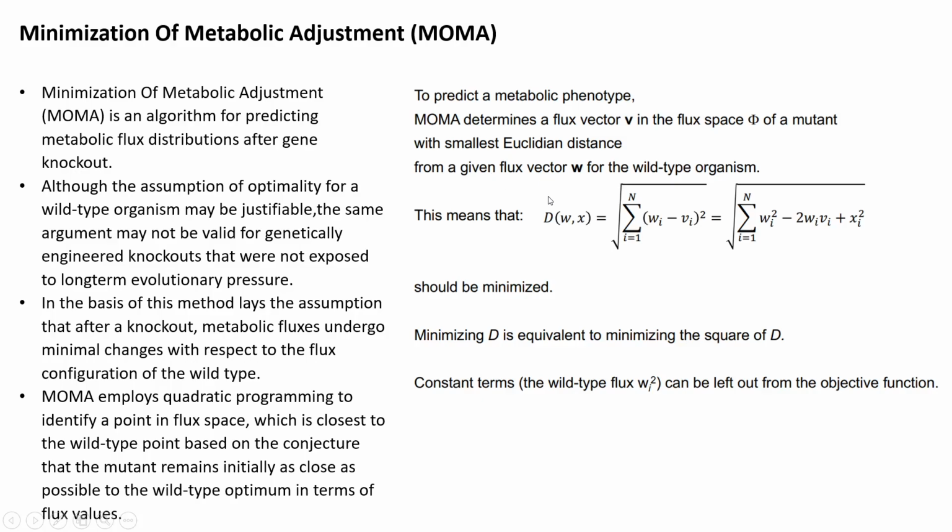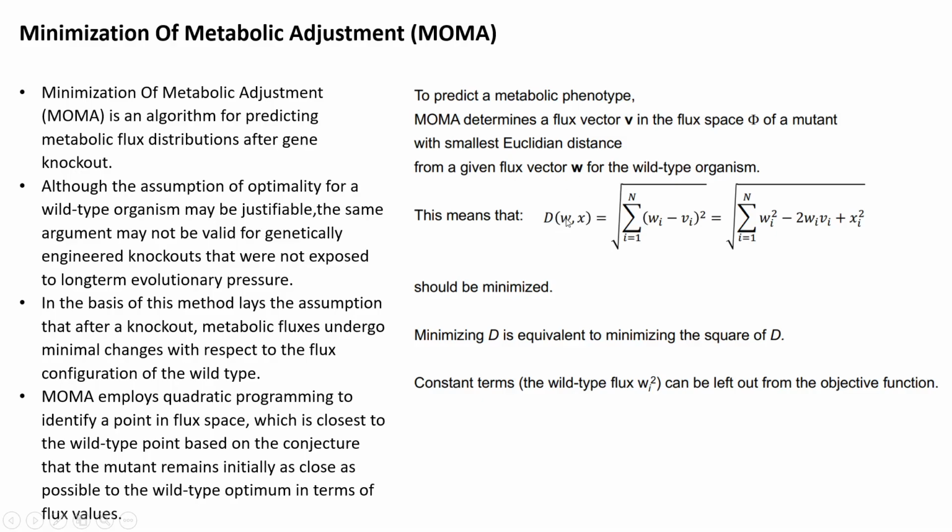If you assume W is your wild type organism's flux vector, and V is the flux vector determined by MOMA, then basically this is the Euclidean distance between Wi and Vi, and you are trying to minimize this distance. So you are trying to look for points for which this distance metric is the least.